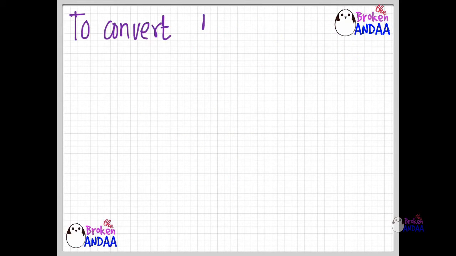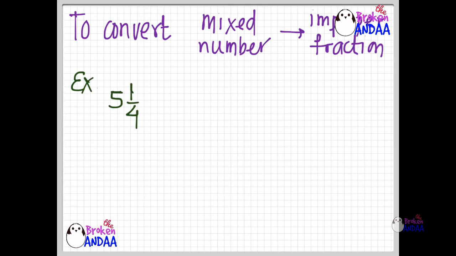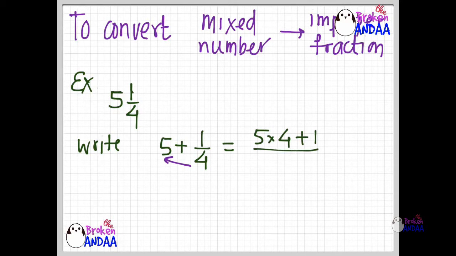Now to convert mixed numbers into improper fractions, let's say, for example, 5 and 1 by 4. So we have 5 complete things plus 1 by 4th part of it. We multiply 4 by 5, and then add 1 to it. So that will be equal to 21 by 4.